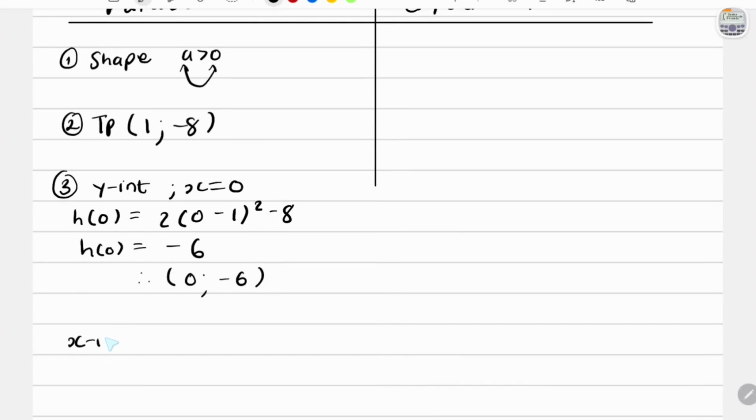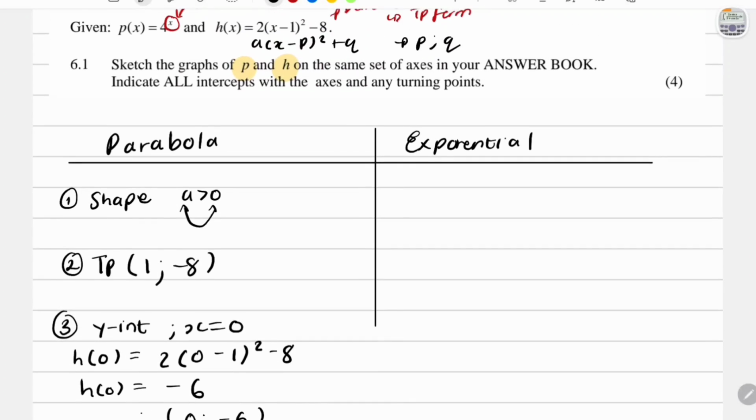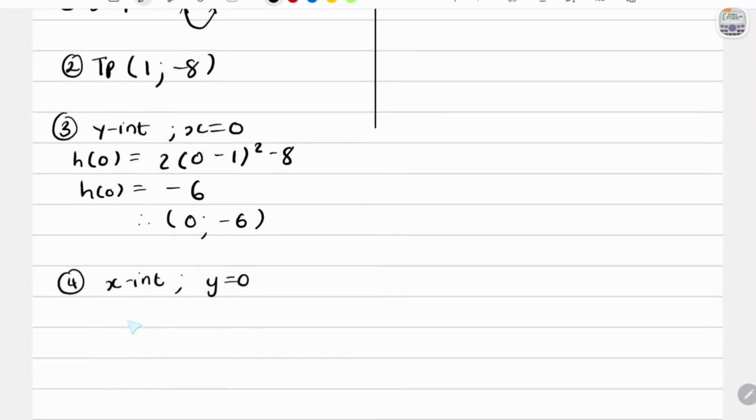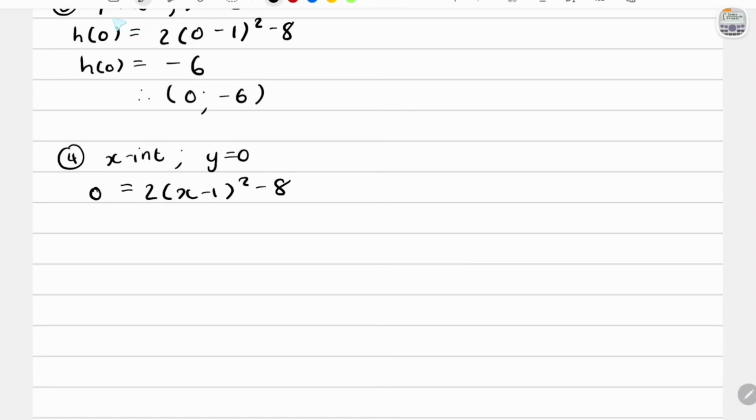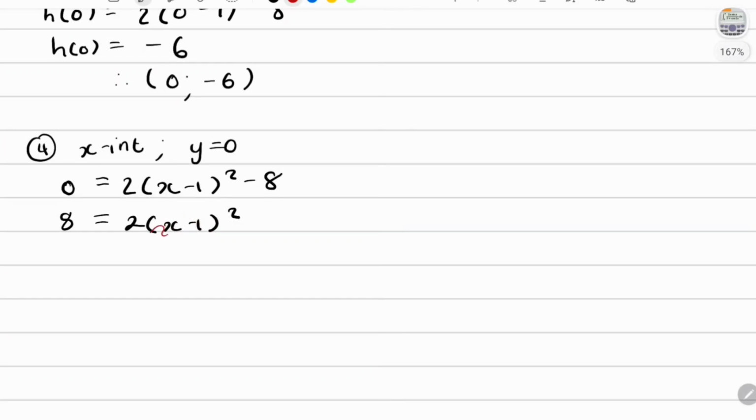Then we need to find the x-intercept. So number 4, x-intercept, the y value must be 0. So to find the x-intercept, let's just make y equal to 0. So instead of h of x, I say 0 is equal to 2 times x minus 1 all squared minus 8. Okay, making y equal to 0. Then we can go ahead and take 8 over, so positive 8 is equal to 2 times x minus 1 all squared. Then, to get rid of the 2 so that we can get to the x, divide both sides by 2. And so that gives you 4 is equal to x minus 1 all squared.